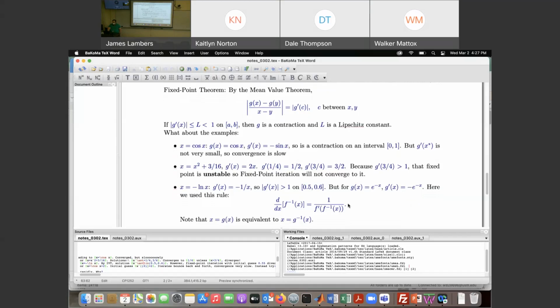So the key rule here is that we use the fact that x equals g of x is equivalent to this equation, and you can get that by applying g inverse to both sides of this equation, and you get this one. And we're using the fact that the derivative of an inverse function is 1 over the derivative of the original, evaluated at the appropriate point. So if g prime is greater than 1 in absolute value, go ahead and take the inverse. You're taking the reciprocal of that derivative, it'll be less than 1. So rearranging the equation that way to effectively use the inverse is a way to fix fixed point iteration.